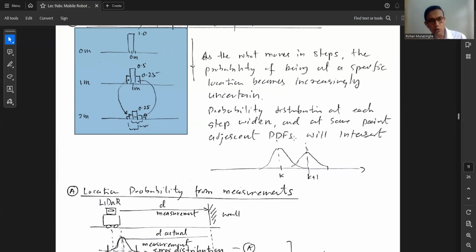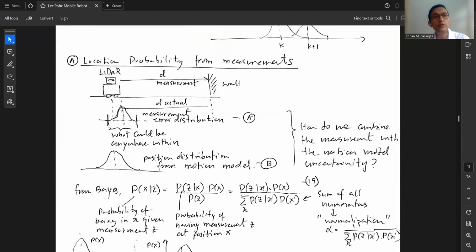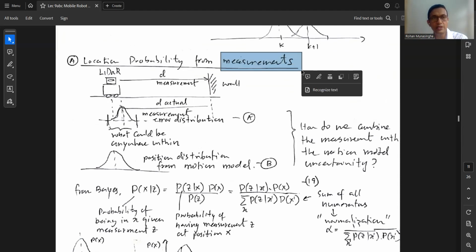How can we incorporate the measurements in order to reduce this width of the distribution function, the increasing width of the distribution function, or increasing standard deviation or variance? How can we control it, narrow it down? That is why we use what is called the measurement. All right, so let's bring in the measurement.